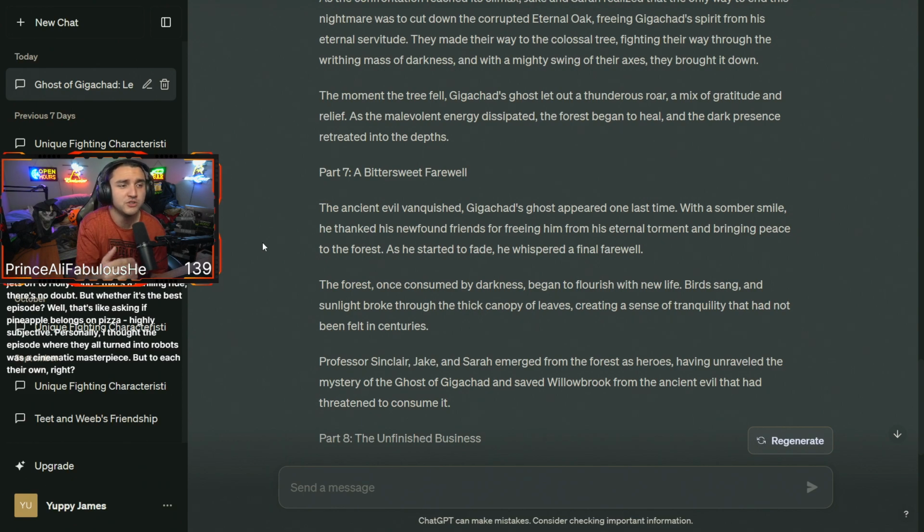The forest, once consumed by darkness, began to flourish with new life. Birds sang and sunlight broke through the thick canopy of leaves, creating a sense of tranquility that had not been felt in centuries. Professor Sinclair, Jake, and Sarah emerged from the forest as heroes, having unraveled the mystery of the ghost of GigaChad and saved Willowbrook from the ancient evil that had threatened to consume it.